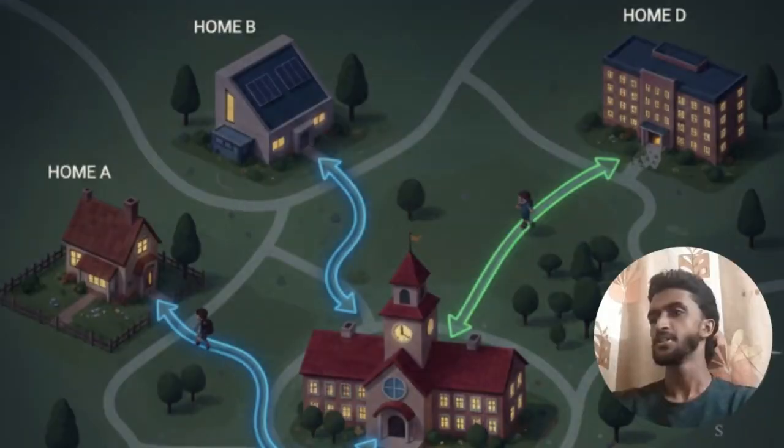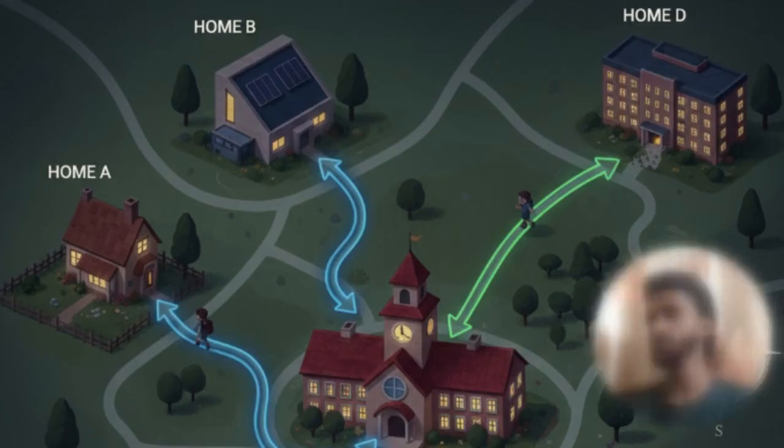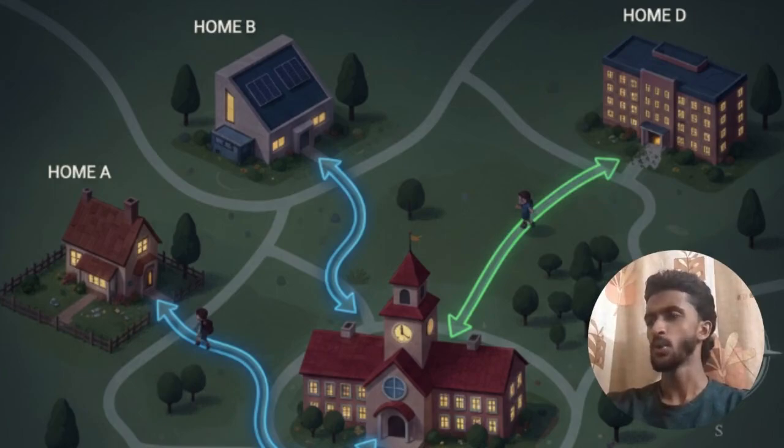For example, imagine a school. Students come from many homes like home A, home B, home C and home D. All students want to reach only one place, that means the school. We want to know the shortest path from home A to school, home B to school and home C to school. Another example is the hospital.